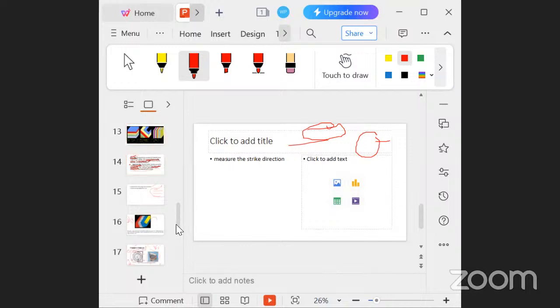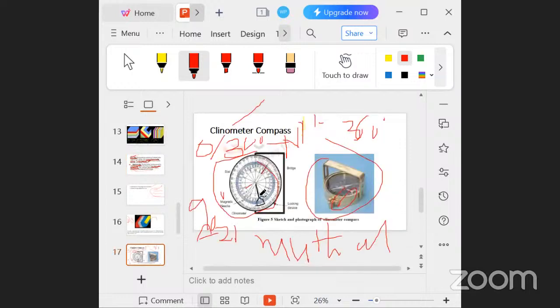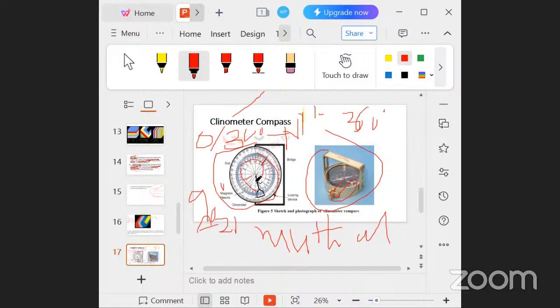So now let the magnetic needle, this magnetic needle, it moves freely in the compass, right? So let the needle come to rest, then read both ends of the azimuthal circle, which represent the strike.